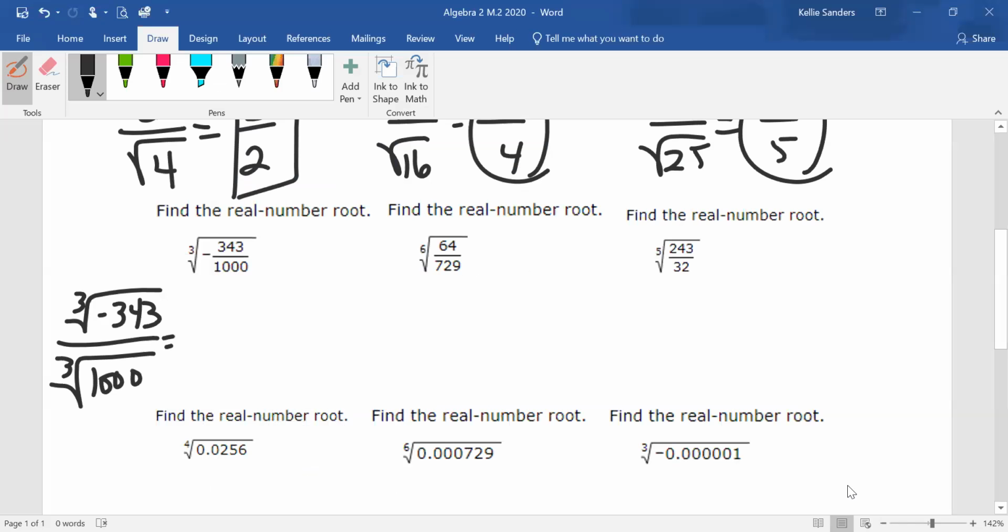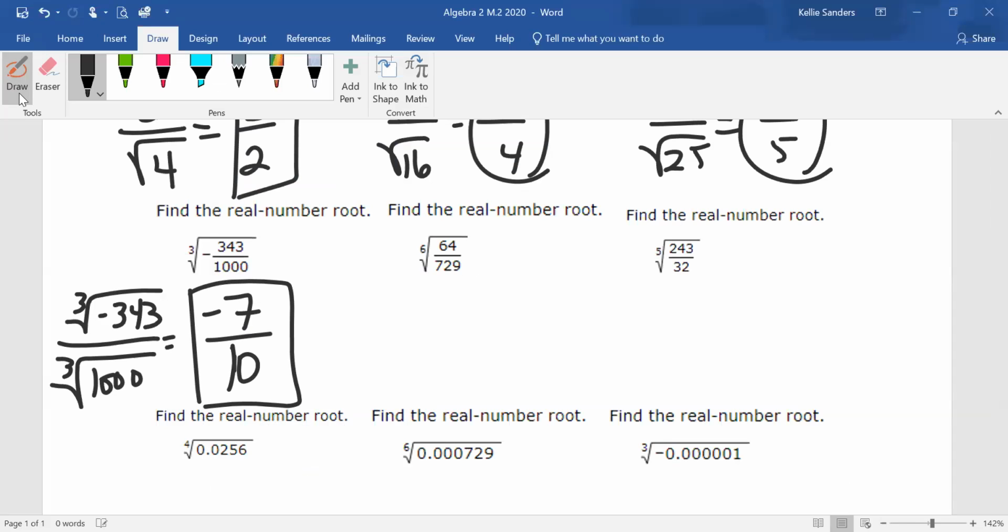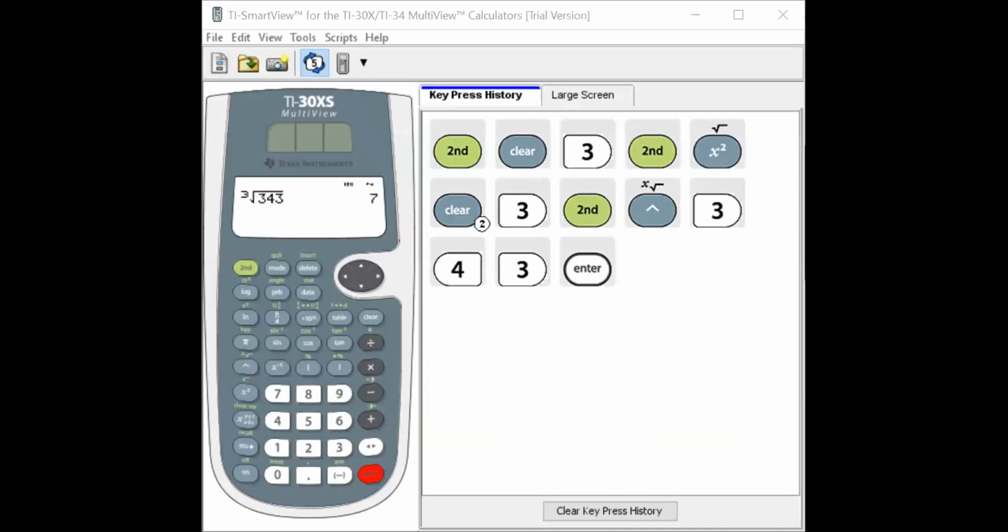So this would be negative 7, and 10 times 10 times 10 is 1,000. So that would be 10, and that does not reduce. So that would be your answer. Or we can do this. Let's see if I can move this along.